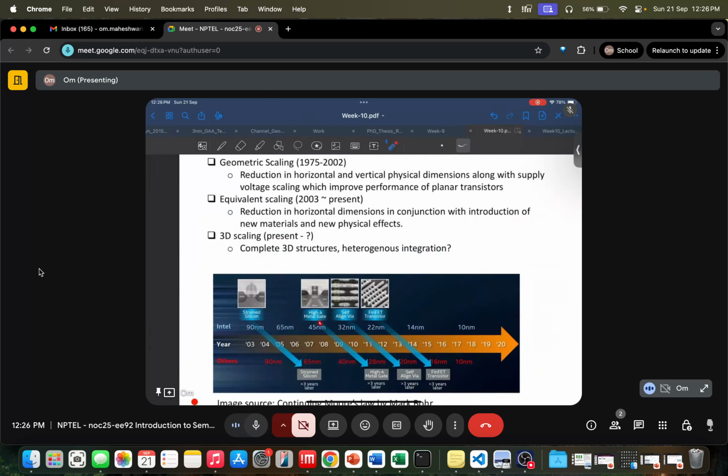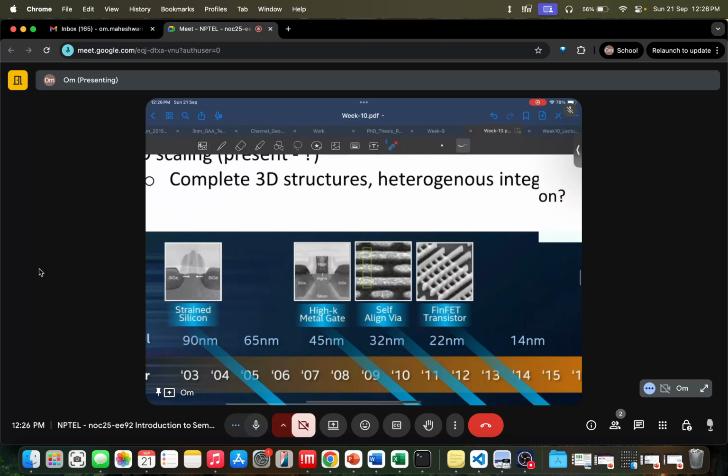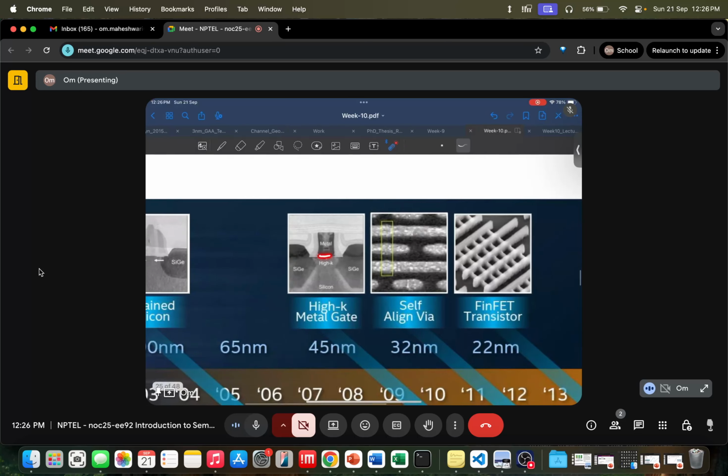Similarly, at 45 nanometer node, we had high K metal gate structure. So instead of using SiO2 as the oxide, we use SiO2 plus a high K material. This is to reduce the gate tunneling, because there was a limit to scaling the silicon dioxide. It was very thin already, and reducing it further would have resulted in direct gate to channel tunneling. So to reduce that, we used a high K material as oxide.